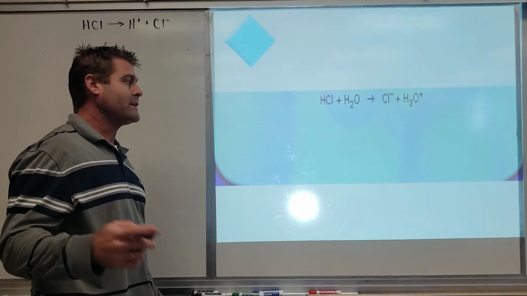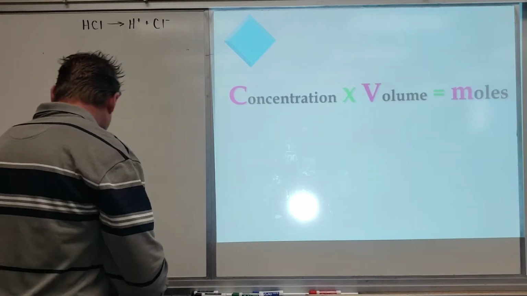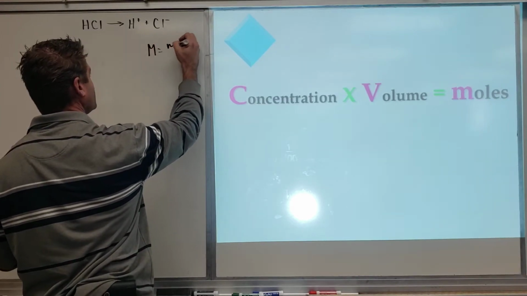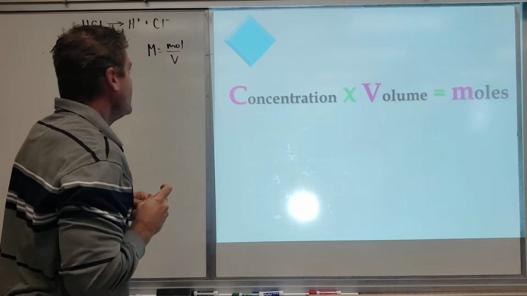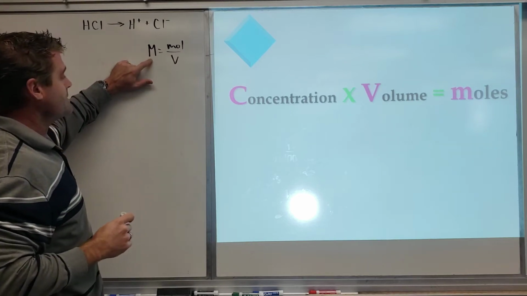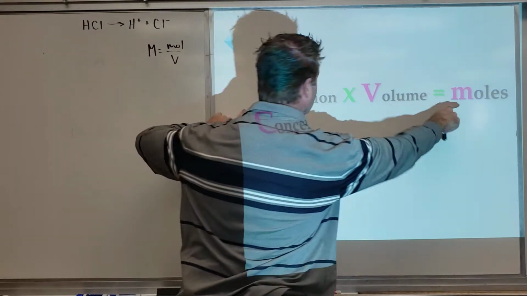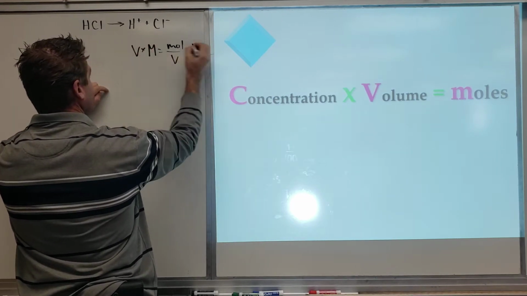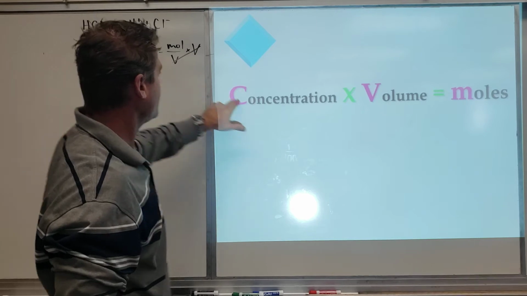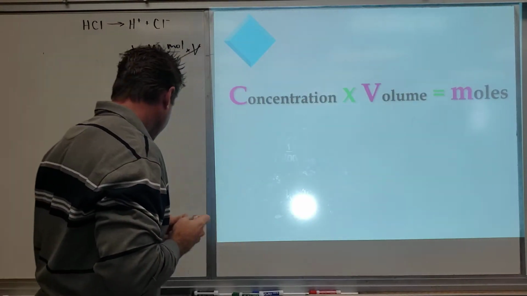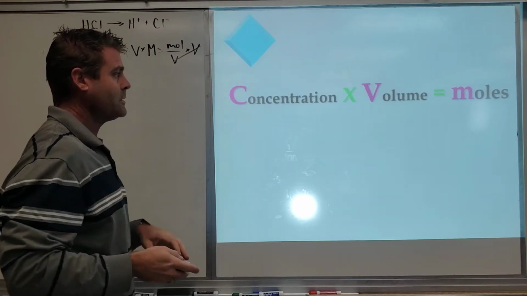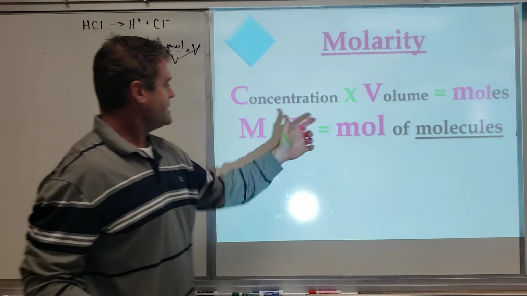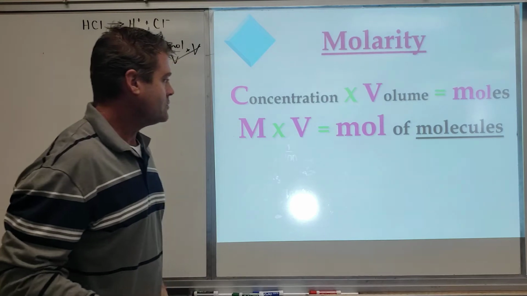Okay, so you guys, we're going to go back to our molarity equation. You guys remember our molarity equation was molarity is equal to moles over volume. And you guys remember molarity is a measure of concentration. So let's say we want to get moles by itself. To get moles by itself, we multiply both sides by volume, and then we end up with this. Concentration times volume is equal to moles, same thing, okay? So that's just a rearrangement of our molarity equation. That's kind of how I wrote this. Molarity times volume is moles of molecules.